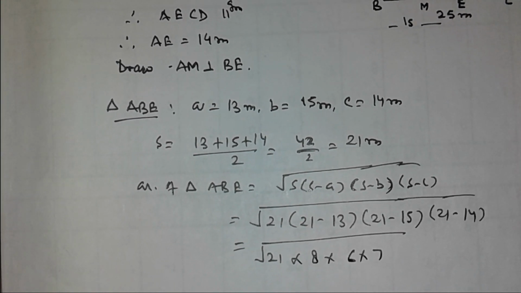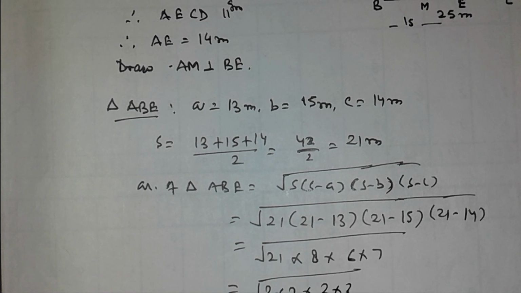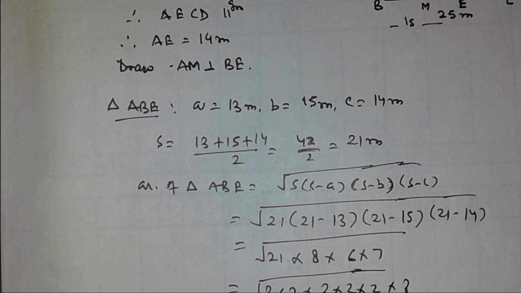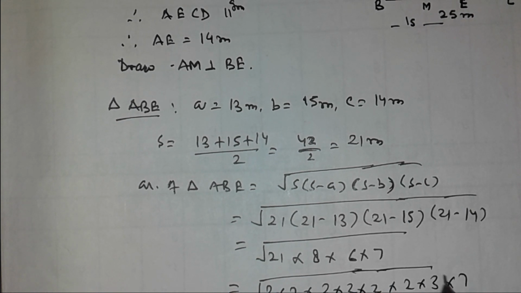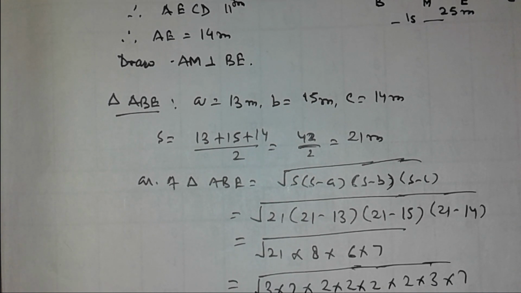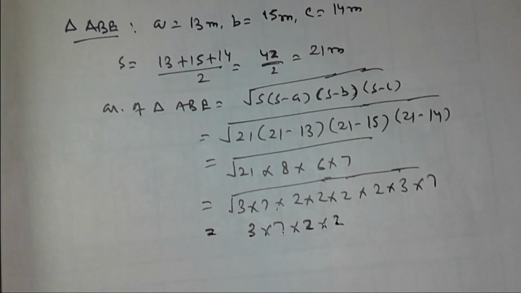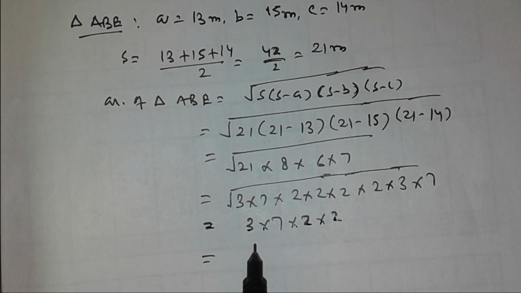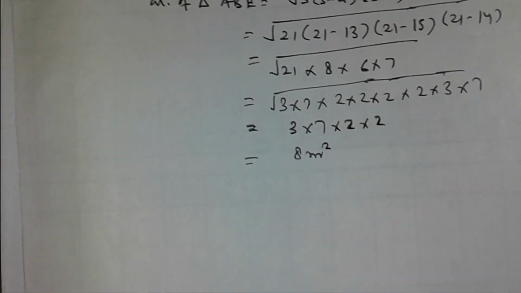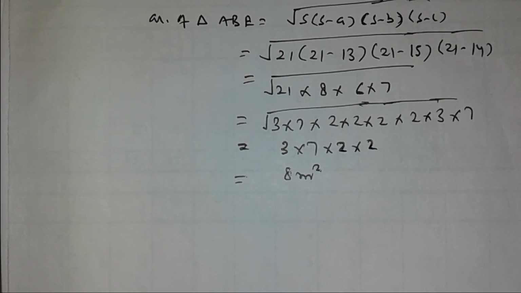Okay, now when you solve it, you will get 3 into 7, 2 into 2 into 2, 2 into 3, and 7. So all become pairs. So I think you can do it now. So it is 3 into 7 into 2 into 2, that is equal to 84 meters square. This is the one thing we have done. Now the second thing is, we have got the area of triangle.